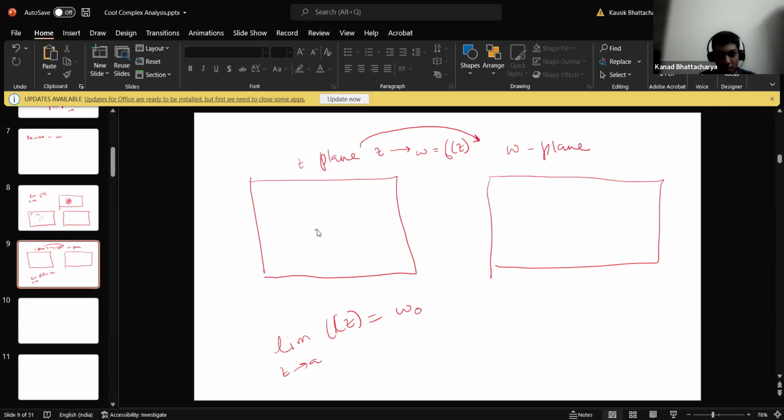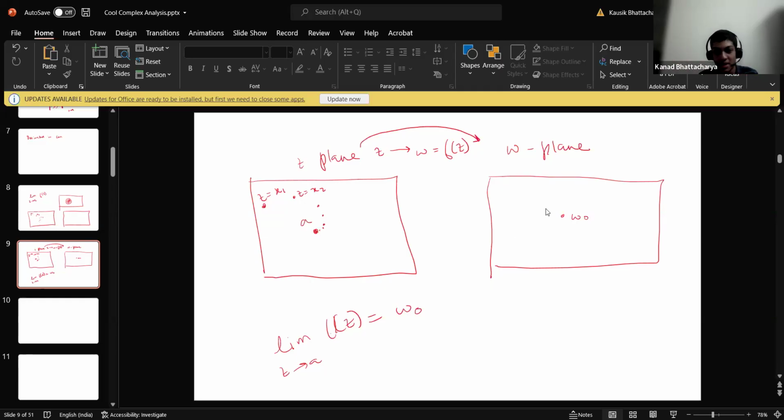We take some point a on the z plane and some point w naught on the w plane, the plane in which the function is getting mapped. We look at what happens when we take z equal to some point x1, x2, x3, x4, and as we keep making z closer and closer to a, we look at what happens to f of z.